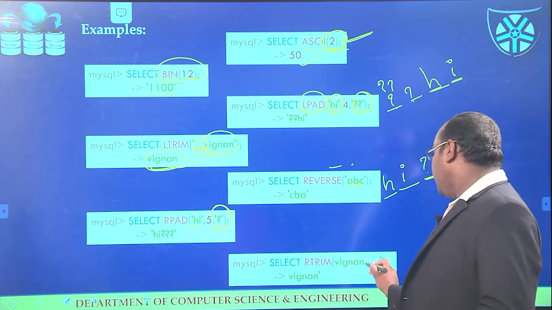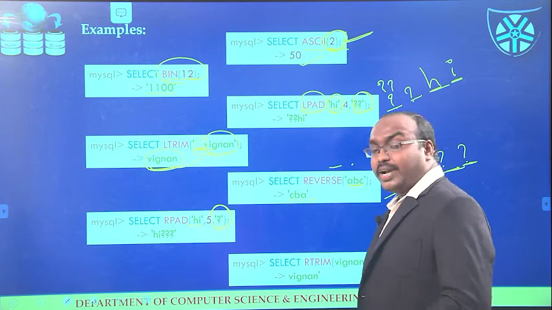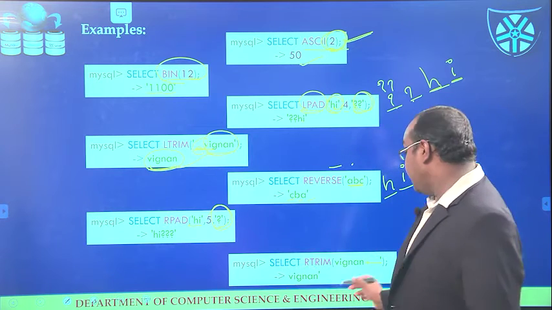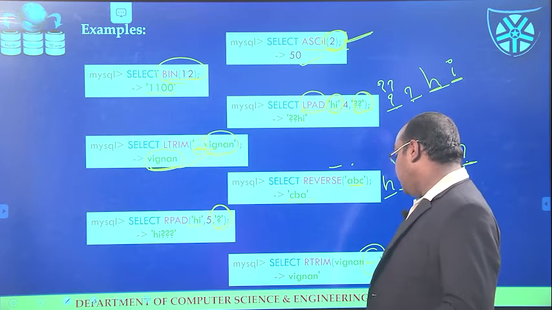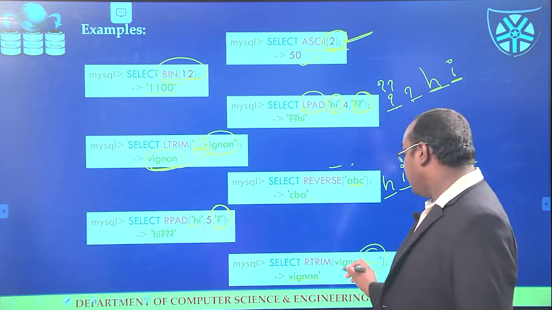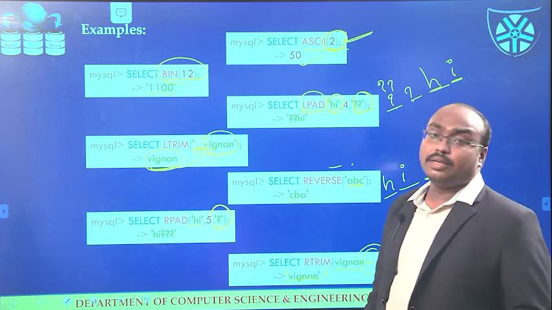And the next one, select RTrim. Here the trailing space will be removed. The RTrim function is used to remove the trailing space after the string. So here the trailing space is removed. Then finally it will return the content, the Vignan. Okay, then it will return the string Vignan.